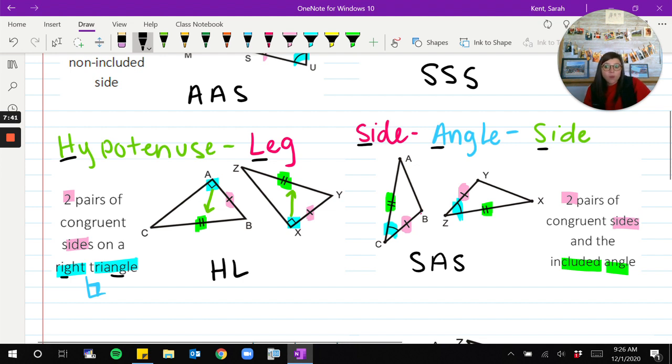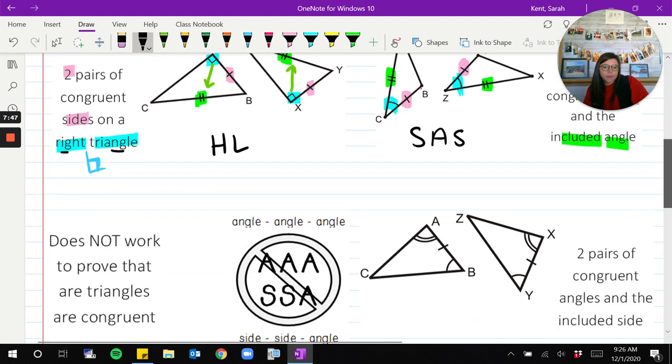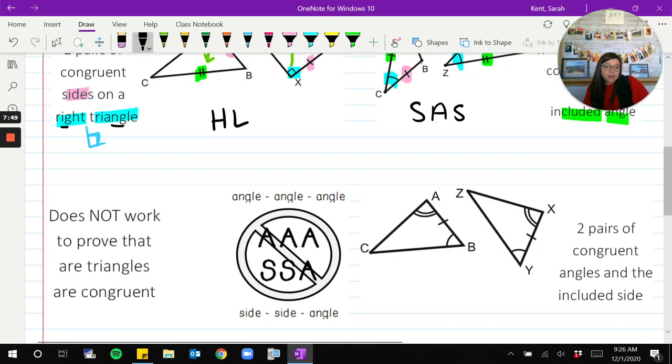All right, we have one more that we're going to look at, and then we have some bad ones. The last one we're going to look at is this bottom one here, where we've got two pairs of congruent angles, and this time there is an included side. So that means the side is between the angles.